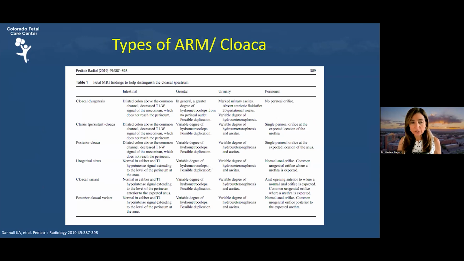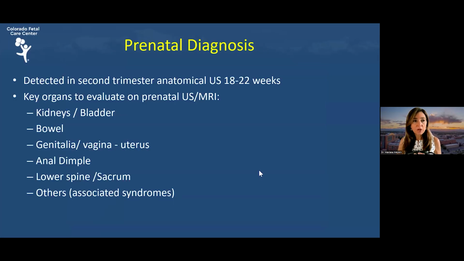I'm not going to rehearse this table, but just so you know, there are many publications that talk about the variety of cloacal and anorectal malformations that we can encounter. And this is a great table that sometimes I go to when I struggle with some fetal case. So these abnormalities are typically detected in the anatomy ultrasound that in the United States is typically done between 18 and 22 weeks, where the mom goes to the OBGYN, the ultrasound is done to make sure that all the anatomy of the fetus is normal.